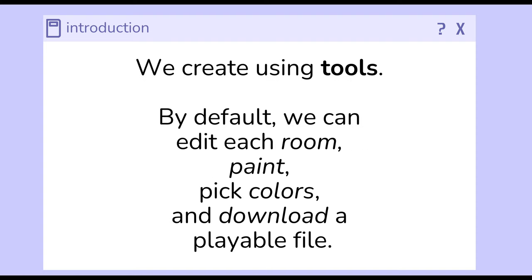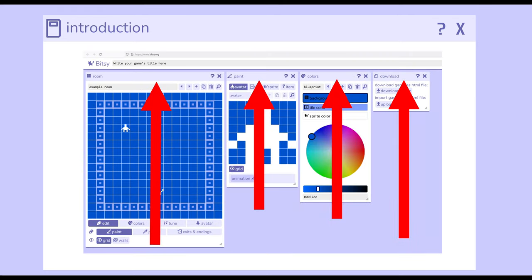So as we use Bitsy, we use various tools within it. These are mapped to the concepts I just covered. By default, we can edit each room, paint the various things, the avatar, tiles, sprites, and items, pick colors, and finally download a playable file to share with others. We have, from left to right, the room tool, the paint tool, colors tool, and the download tool. And there are other tools available to us as well.